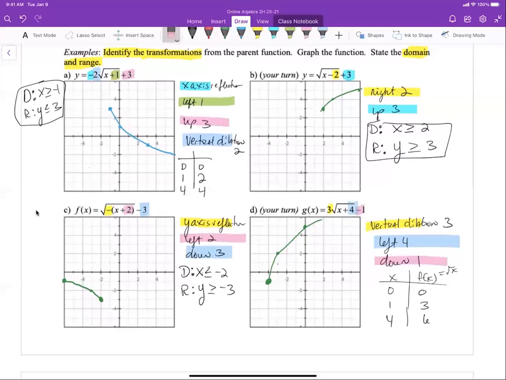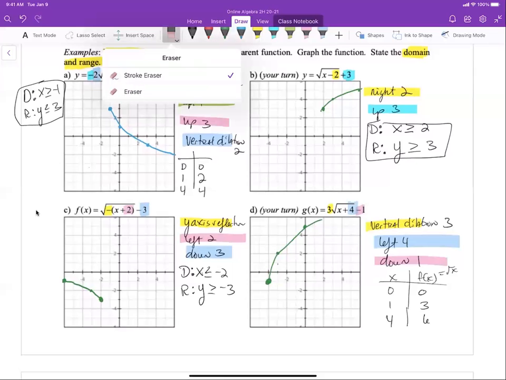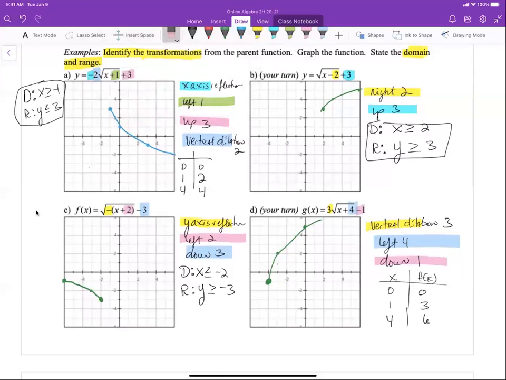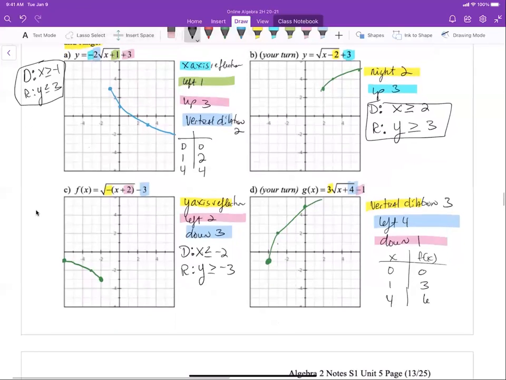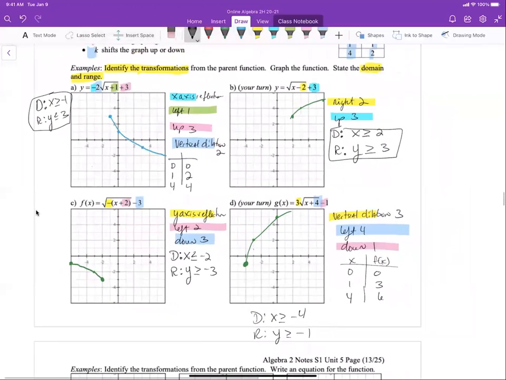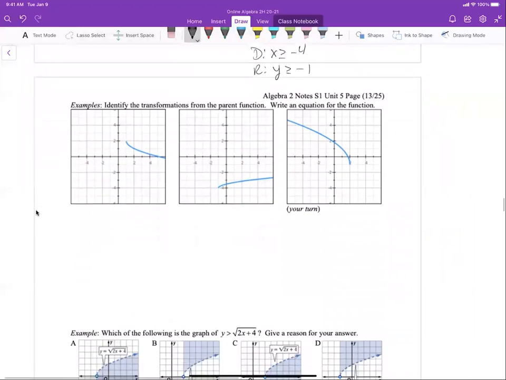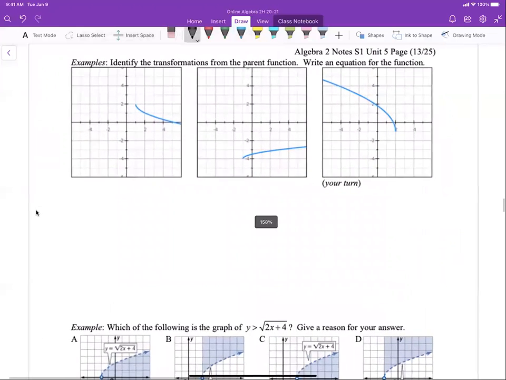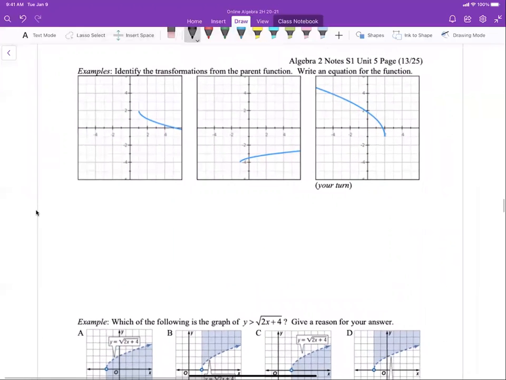And now we will figure out our domain and range. So my domain is x has to be greater than or equal to -4. And my range, y, has to be greater than or equal to -1. Okay, hopefully that's starting to make sense and bringing back memories, hopefully good memories. All right, there we go.